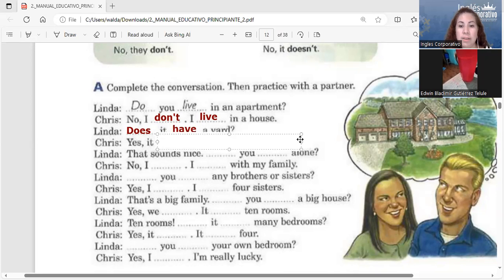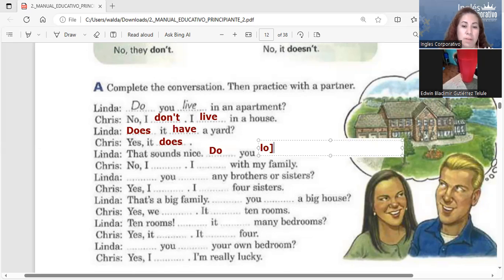Yes, it does. It does. Very good. Yes, it does. That sounds nice. Mm-hmm. What goes next? Do. Good. Do you live? Excellent. Sorry. Do you live alone?